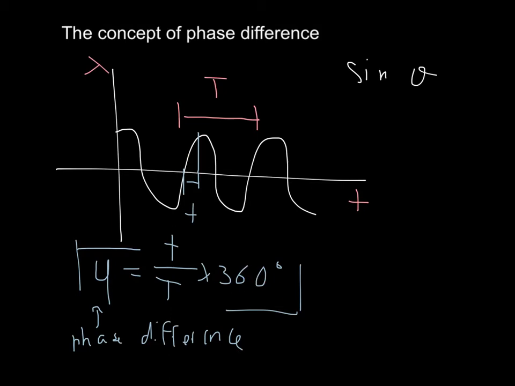So basically, this is really the difference in angle. If you think that this doesn't make much sense, don't worry about it too much right now. This is related to circular motion, which we haven't done yet. All you need to know is that the phase difference is calculated like this.